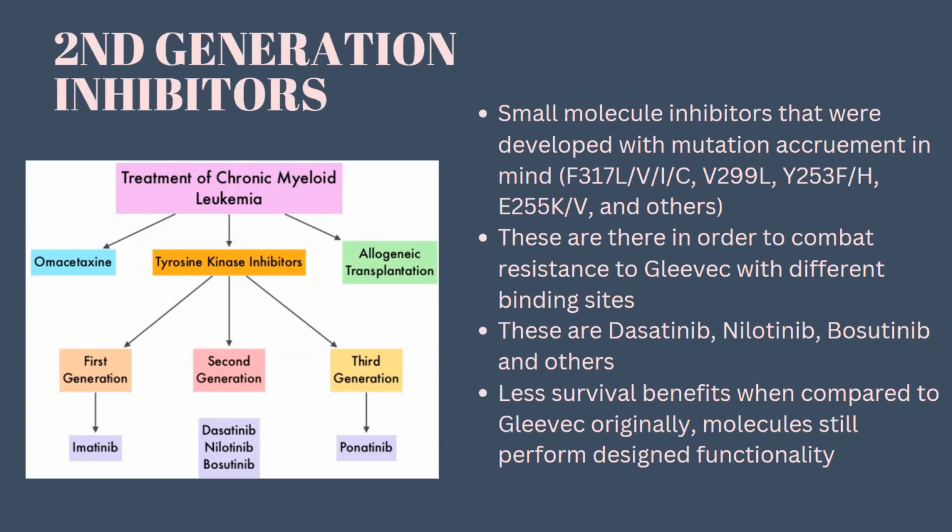Yeah, and this is just a brief overview of second generation inhibitors. These are also small molecule inhibitors that were developed with mutation in mind. A couple of the common ones are the phenylalanine for leucine, and also the tyrosine 253 for phenylalanine mutations. You don't need to know these mutations by heart. It's just to provide information about how the development of these drugs was happening. And they're there in order to combat inefficiency of Gleevec in treatment and try to prevent the activity of BCR-ABL.